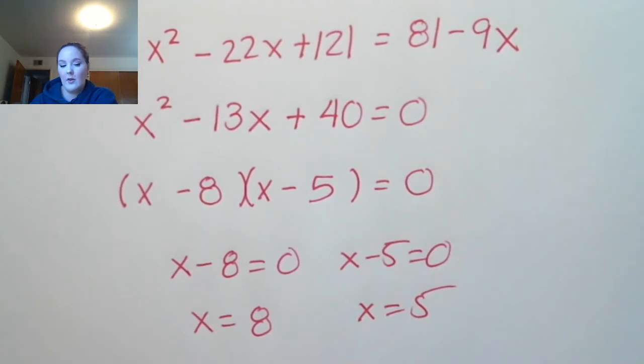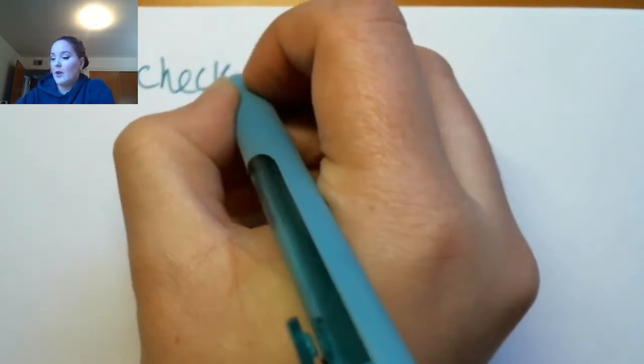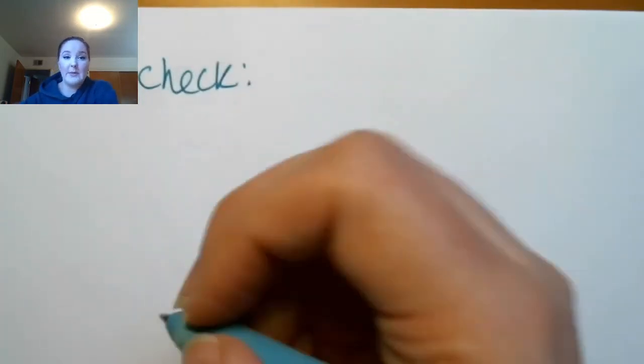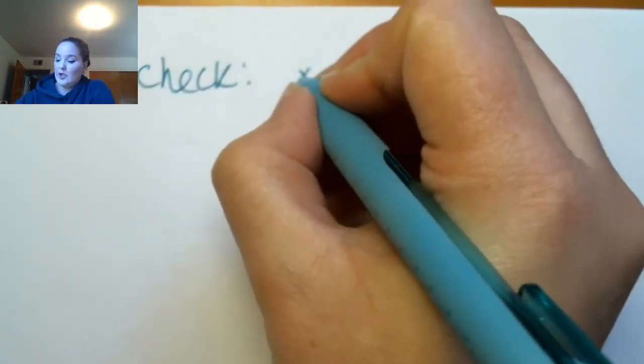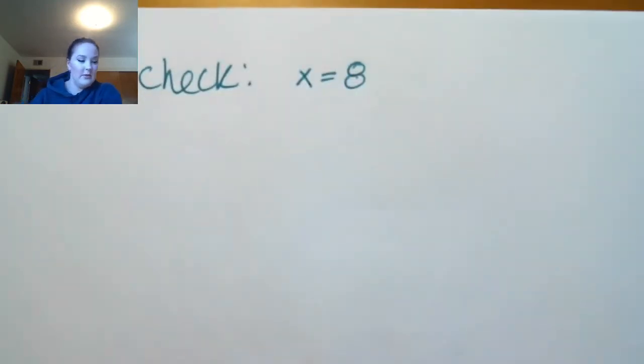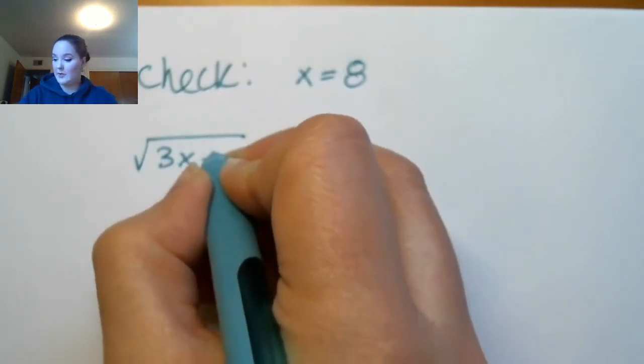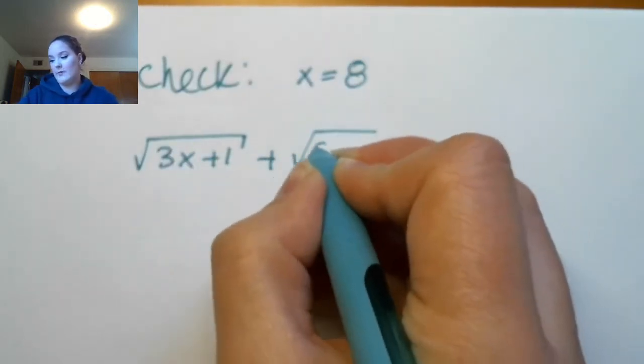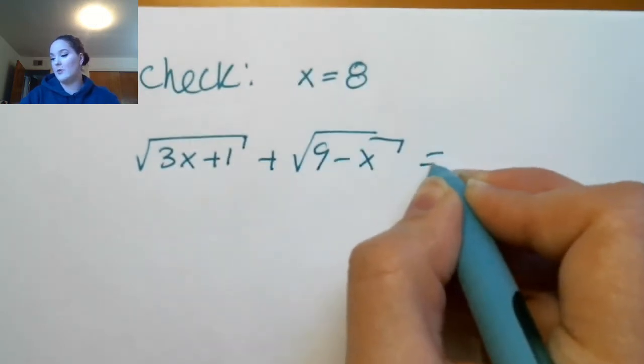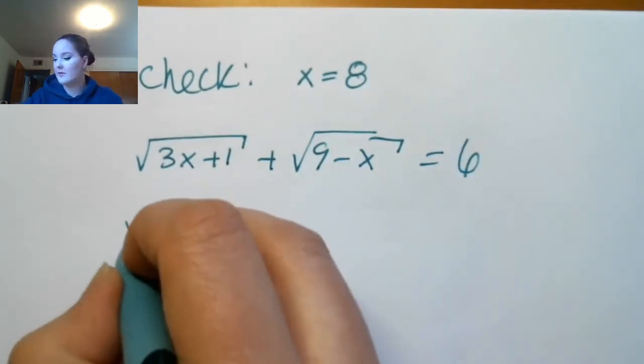So even though this is a very lengthy process, we still have to check our answers to see if they're extraneous solutions. Remember, you check for extraneous solutions by plugging them into the original equation. We'll check our first solution, x equals 8. Our very original equation was square root of 3x plus 1 plus the square root of 9 minus x equals 6.